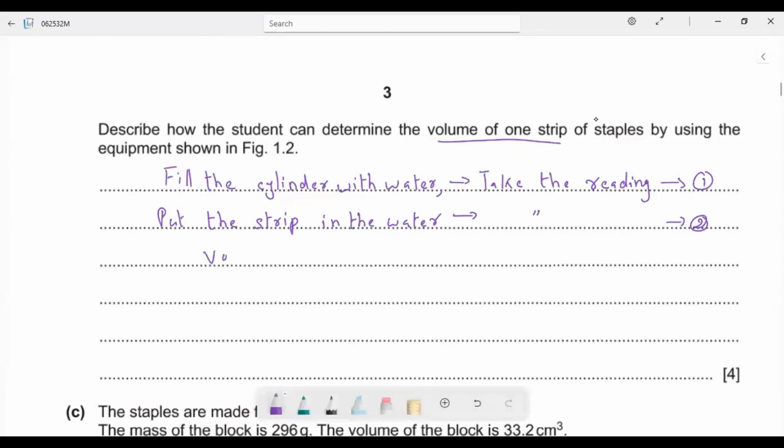So the volume of the strip will be the difference in volume. We have obtained two volumes. We need to take the difference in volume. That is, your second reading minus first reading will give the volume of the strip.